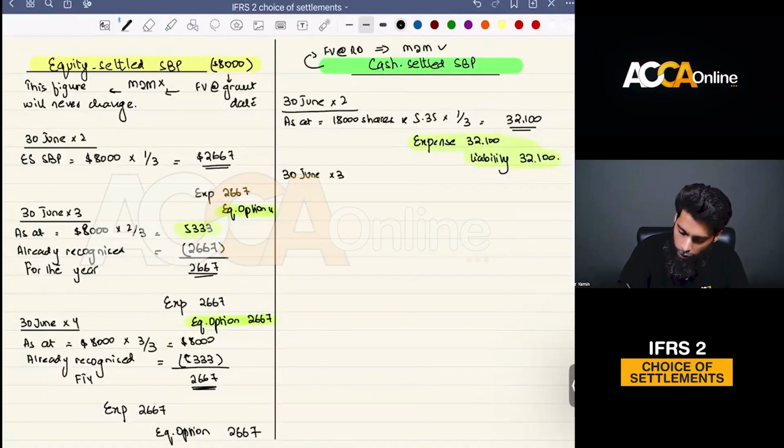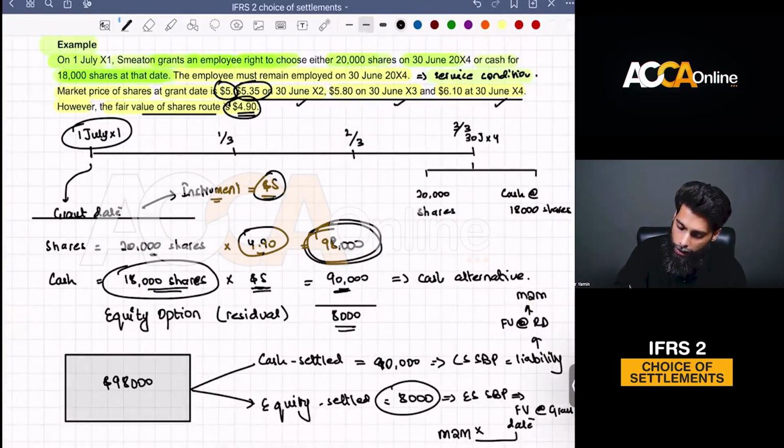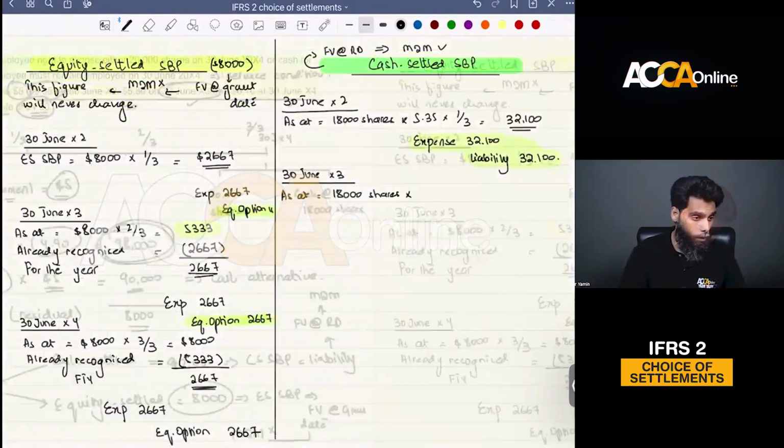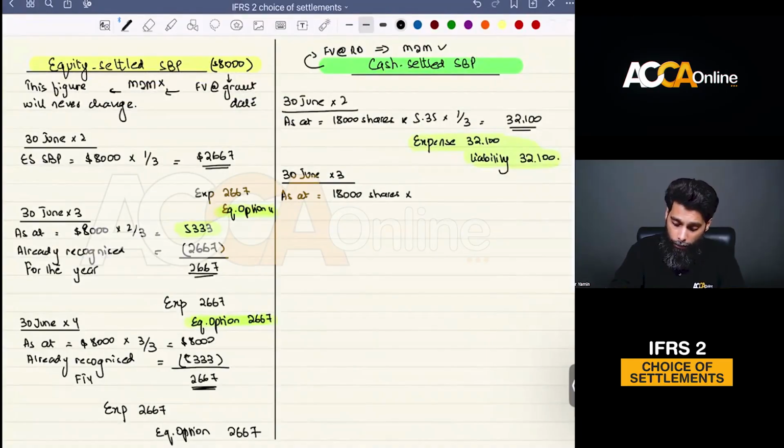Again, we will determine what has to be done as at. These will be 18,000 shares again. But since we have to mark to market, we will take the fair value at reporting date. Fair value at reporting date on 30th June X3 is 5.80. So I take 18,000 shares multiplied by 5.80. This is 104,400. But then I also multiply it by 2 and divide it by 3. Please confirm if the value is 69,600. Very good. Excellent.